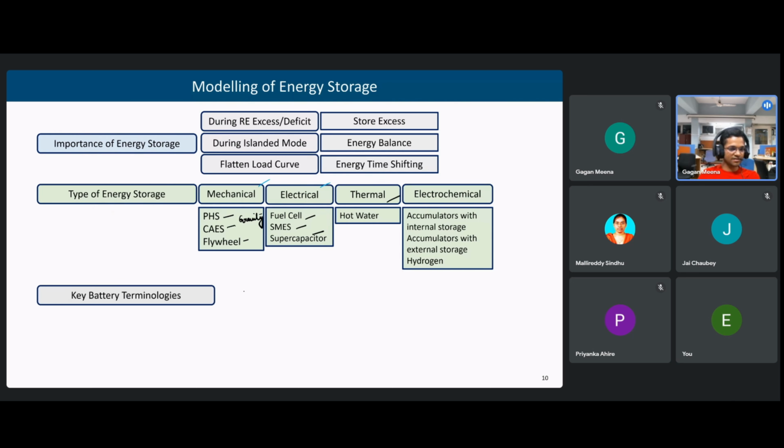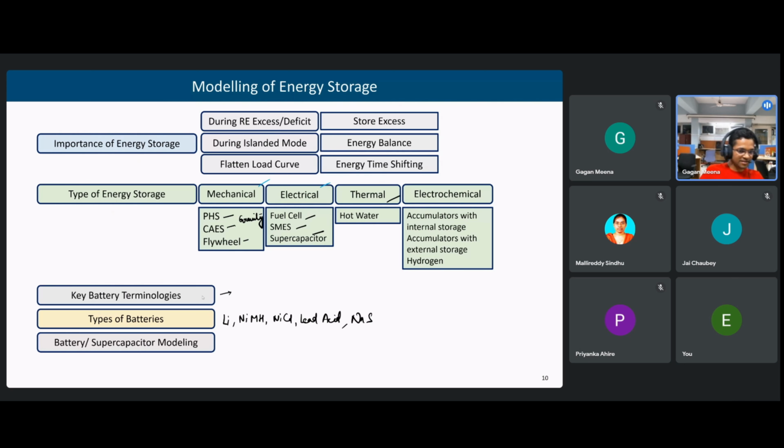Then we discussed different battery terminologies. Then types of batteries like lithium ion, nickel metal hydride, nickel cadmium, lead acid, and sodium sulfur is also there. We have different types of batteries. Then we discussed the modeling of battery and supercapacitor. And finally, some factors which affect the battery performance.